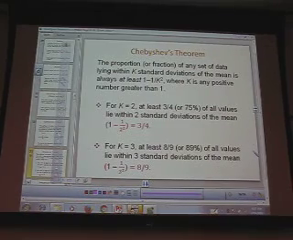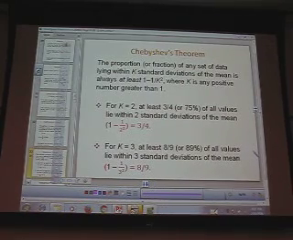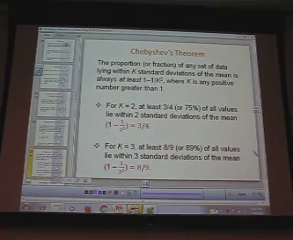Here's your mean, 2 standard deviations this way, and 2 standard deviations this way, right? So within 2 standard deviations, at least 75%. That means 75% to 100% will lie within 2 standard deviations. So Chebyshev's gives you a minimum. It says that much or more will lie within 2 standard deviations.